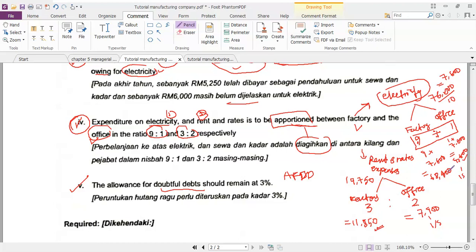Boleh tak? Saya tak dengar suara Richard dengan Richie. Boleh tak? Okay. Boleh. Okay. Joshua boleh tak?